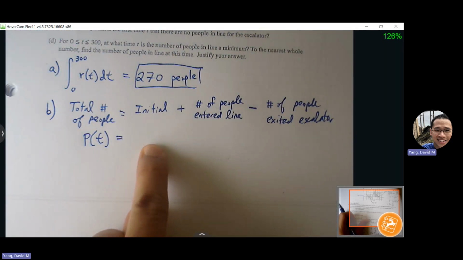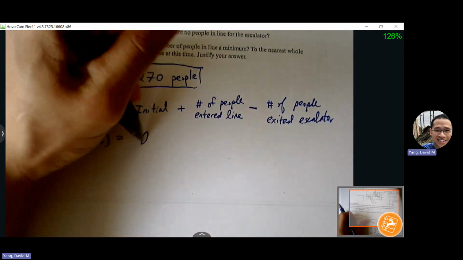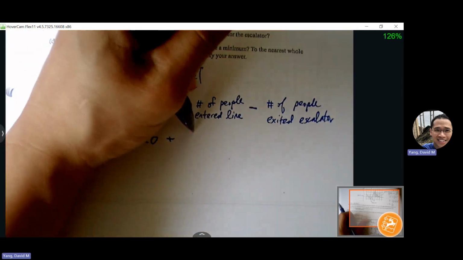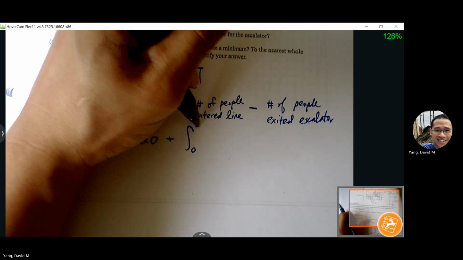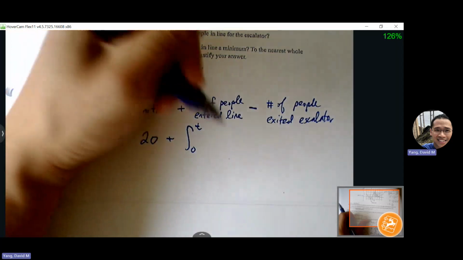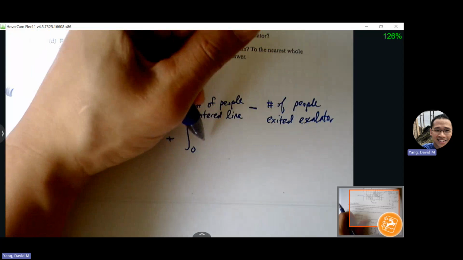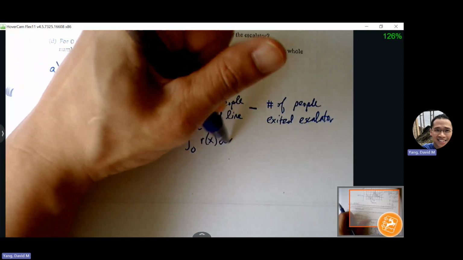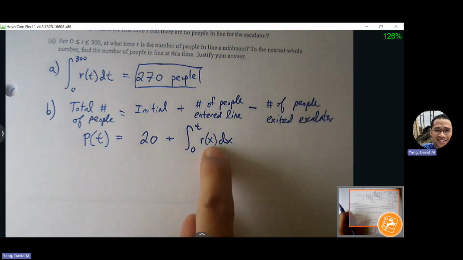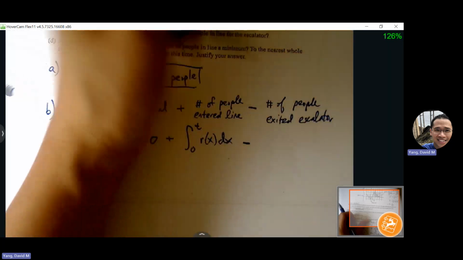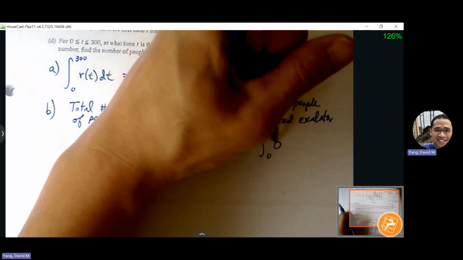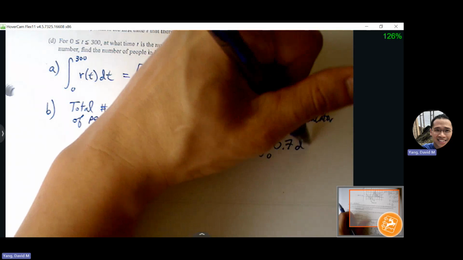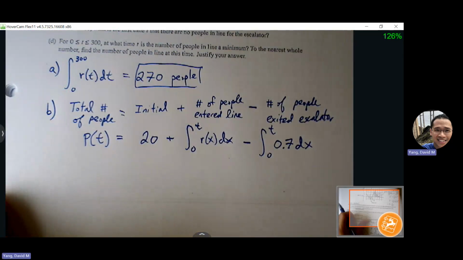Initial, what's my initial number? 20 plus, okay. And then the number of people from 0 to t, I'm going to create a formula first. So I'll use the integral of R of x dx. R of x, R of t is the same thing. I just want to use x here so that when that t gets plugged in, it turns into a t. Minus, and then the integral from 0 to t, and the rate is 0.7. It's a constant rate here. So it's just 0.7 dx.